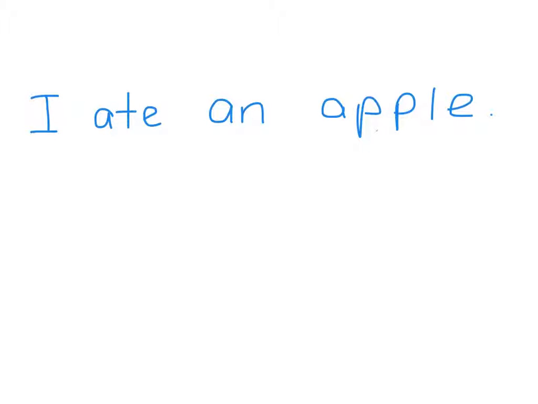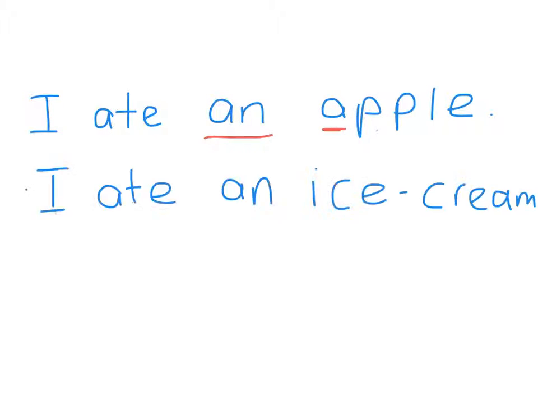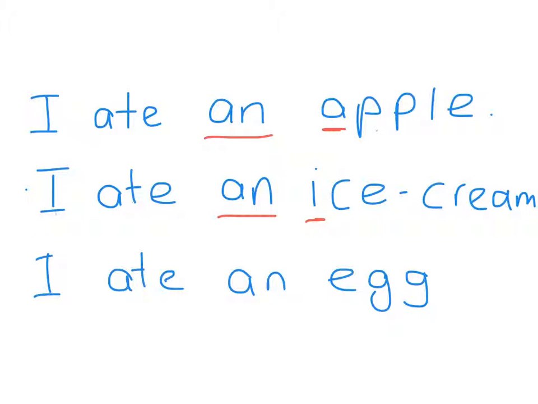Here is an example of when we would use an. I ate an apple. Apple starts with A, so because that's a vowel, I have to use an. In the next sentence, it says, I ate an ice cream. This ice cream starts with a vowel, I, so I have to use an. The next sentence says, I ate an egg. Again, egg starts with a vowel, E, so the spelling rule is that I have to use an.